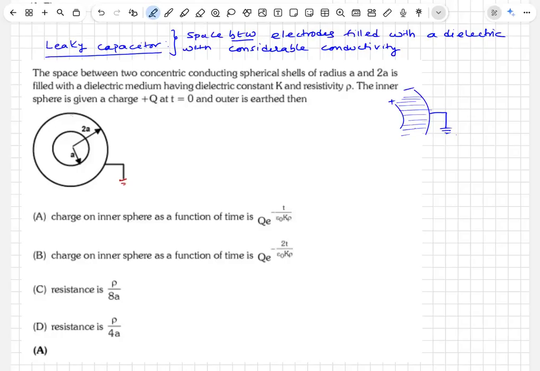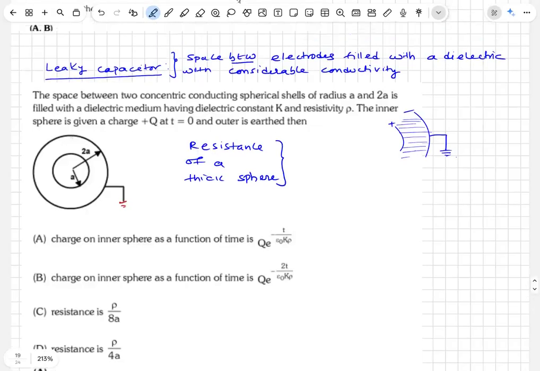Can you please remind me about the resistance of a thick spherical shell, with inner radius A, outer radius B? Resistance is rho by 4 pi times (B minus A) by AB. That's the formula, if I'm not mistaken. Correct? Sure? Tell me correct or not here. In this case, B is 2A, so it is rho by 4 pi times 1 by 2A, that is rho by 8 pi A resistance.